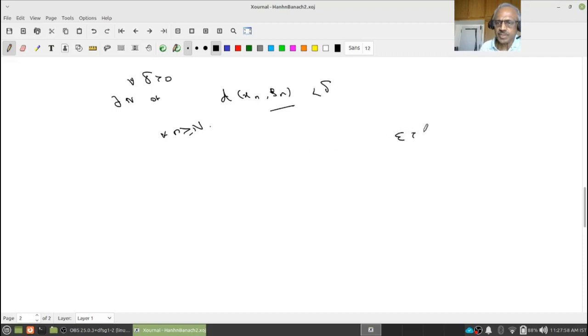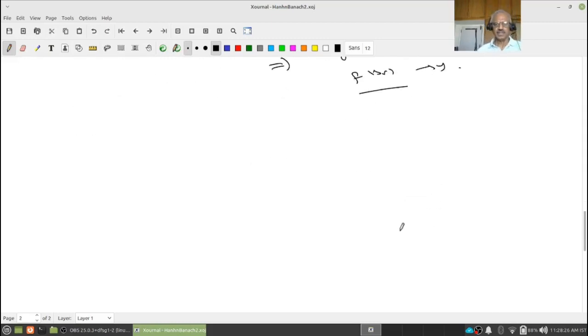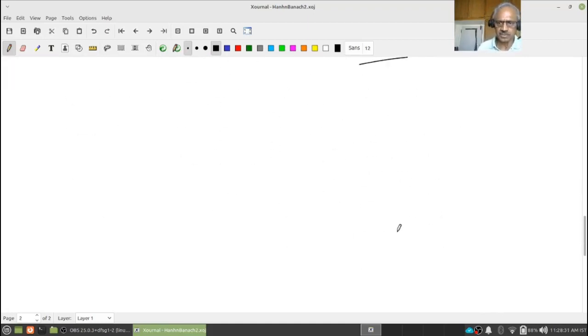Therefore, if you choose any epsilon positive, then you can see the distance between f(xn) and f(sn), because of uniform continuity for this epsilon there is a delta, right? Therefore, this will be less than epsilon for all n greater than or equal to capital N. Okay, from this we can conclude f(xn) converges to y and f(sn) also converges to y. Therefore, it's well defined. Okay, and then this is continuous, uniformly continuous, all these things.